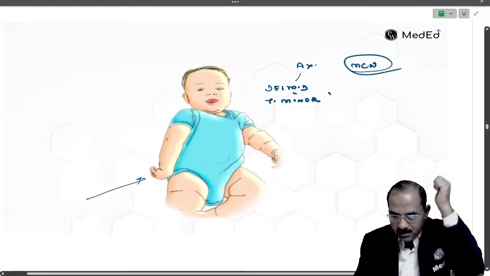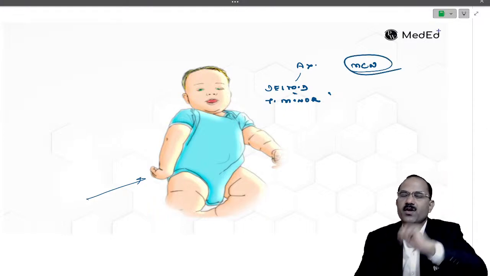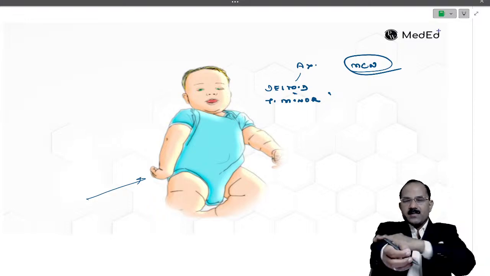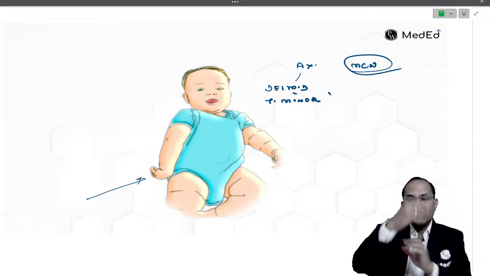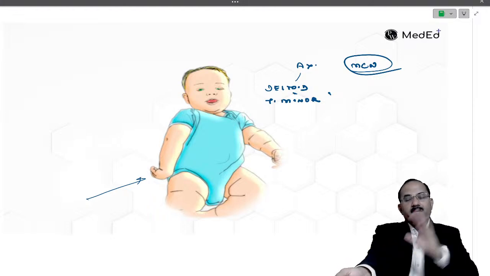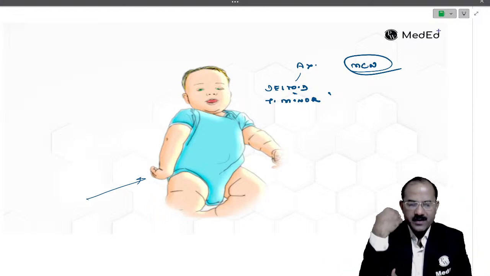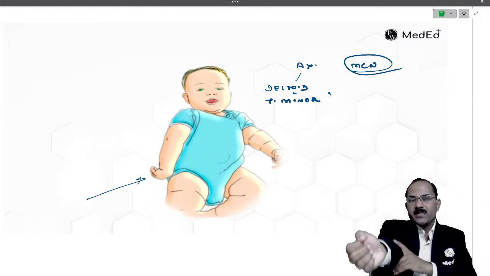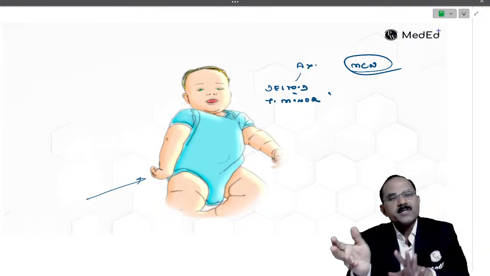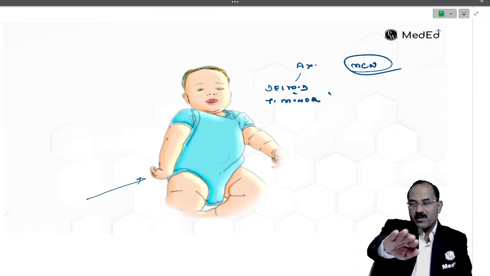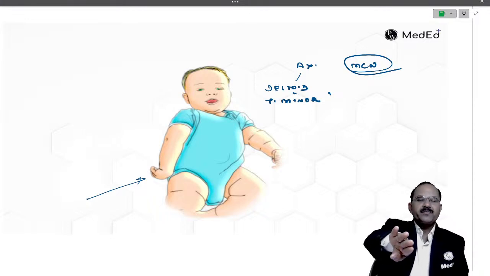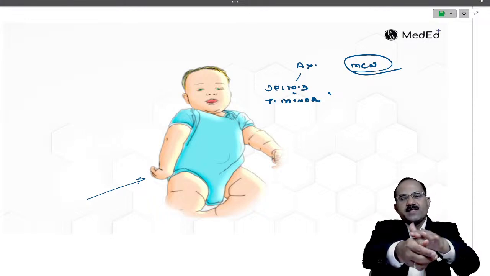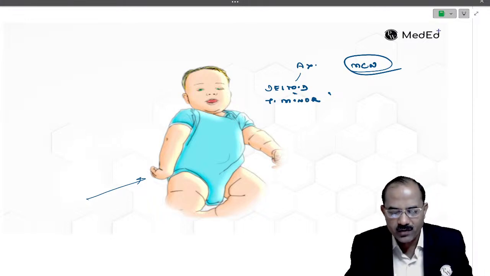Musculocutaneous nerve supplies the biceps, the brachialis, coracobrachialis, and it supplies the skin. So the brachialis is gone. What is the action of brachialis? The action of brachialis is flexion. So flexion is lost, so the forearm is extended. Biceps is paralyzed. What is the action of biceps? Supination. So supination is lost, the forearm is pronated. And there's a loss of sensations on the lateral aspect of the forearm.